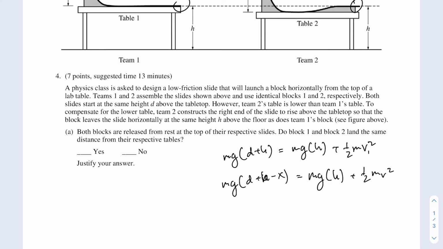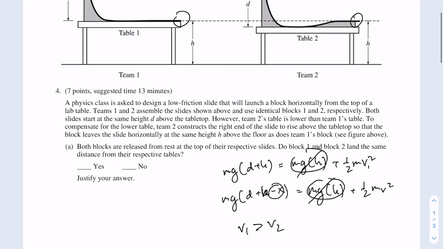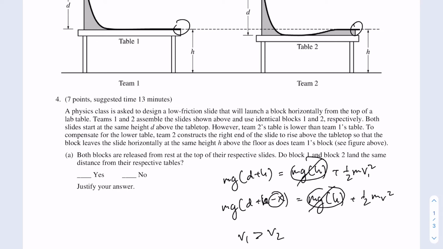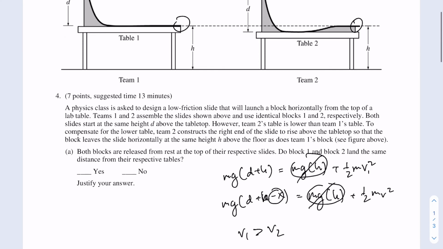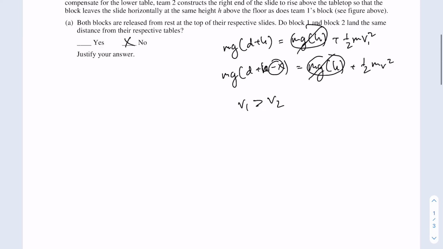And now we see that these two terms are the same right here, so if we're comparing them, we can just cross them out. And now we're just left with one term on each side of the equation. For the top equation, we know that the left-hand side of the term is just clearly greater, since there's no minus x component in the top part. So if the left side of the equation is greater for the top equation, that means the right side must be greater as well when compared to the bottom one. So we know that v1 will be greater than v2. And since they both start off with 0 vertical velocity, we know that block 1 will land further from the table. So this question is no.